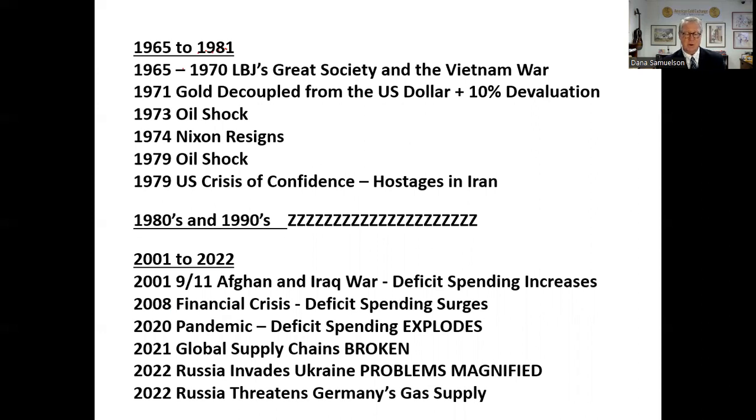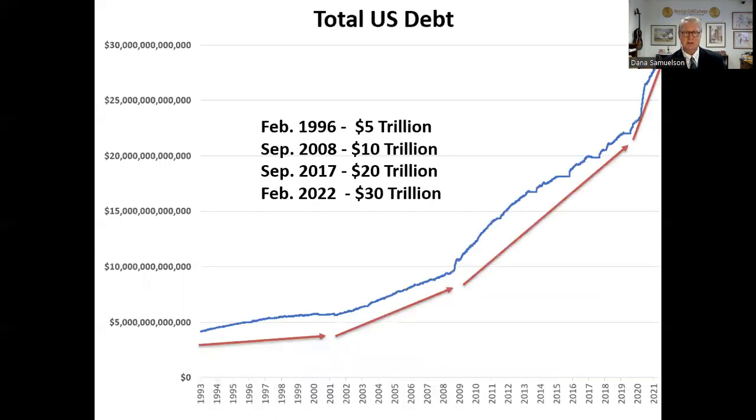The biggest difference between then and now is our debt has just exploded. In 1996, our debt was $5 trillion. And in the last 26 years, that has increased 6 times to over $30 trillion today. And you can see the 3 phases where our deficit spending increased, then it surged, and then it exploded. And this is a recipe for major financial problems for the US that we'll talk about in part 2.